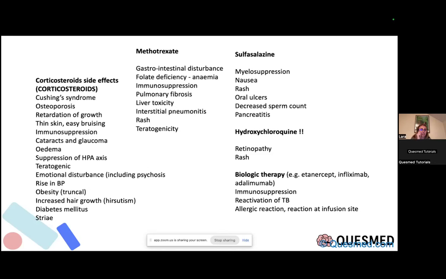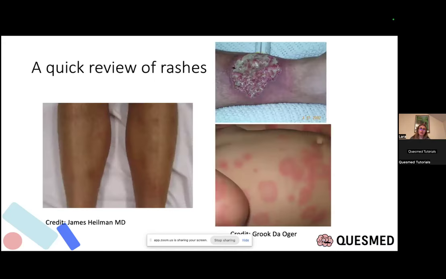I'll go through the slides here. So if you watch it again, you can press and read through them. But these are the important ones to think about. Methotrexate comes up a lot in SBAs, especially when it's given alongside trimethoprim. Teratogenicity is really important. And you might have counseling for a woman of childbearing age who's taking methotrexate and she wants to get pregnant. Biologic therapy, we've talked about immunosuppression, we've talked about reactivation, and you can get an allergic reaction as well, but that's less common.